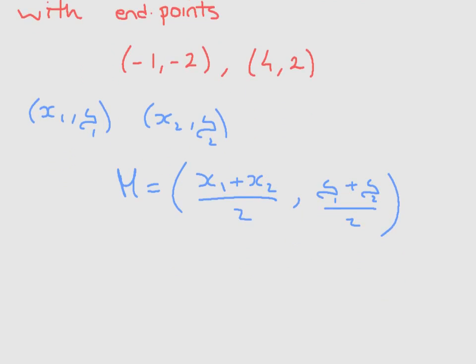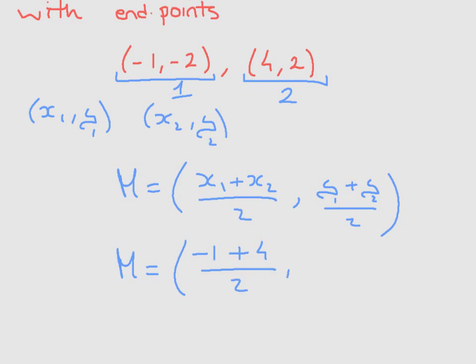If I were to call this first point the point 1 and this second point the point 2, then plugging those coordinates into this formula here, we'll find that the midpoint must have coordinates -1 plus 4 over 2, and the y-coordinate would have the coordinates -2 plus 2 over 2.